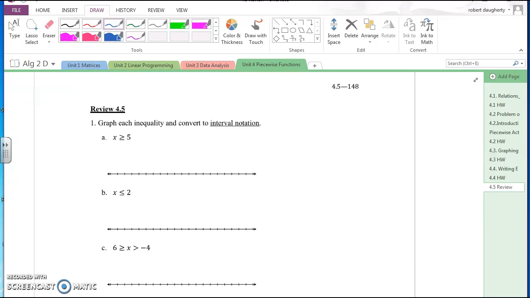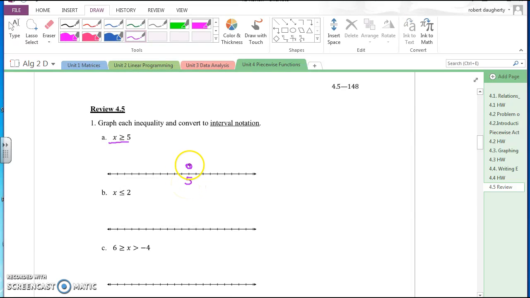Okay, Algebra 2. This is a review for what we have coming up on piecewise functions. I remember we started out with interval notation. So a number line was a good visual. So x greater than or equal to 5. So somewhere there is a number 5.